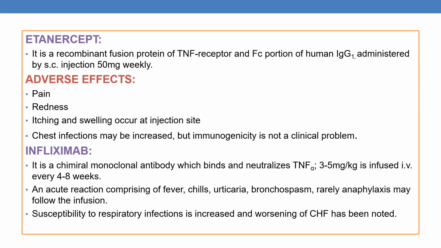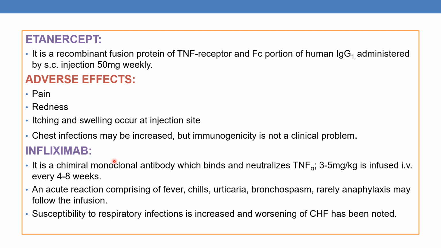The first drug is etanercept. It is a recombinant fusion protein of TNF receptor and Fc portion of human immunoglobulin G1. It is administered by subcutaneous injection, 50 mg weekly. Coming to adverse effects, pain, redness, itching and swelling occur at the injection site. Chest infections may increase, but immunogenicity is not a clinical problem.